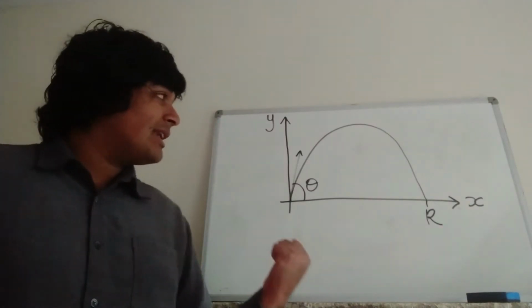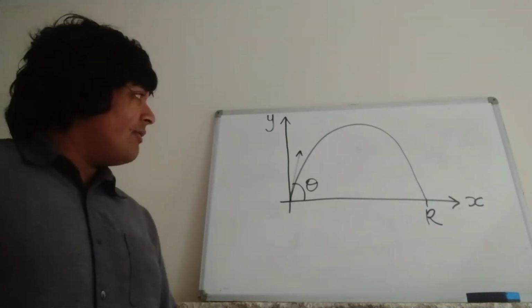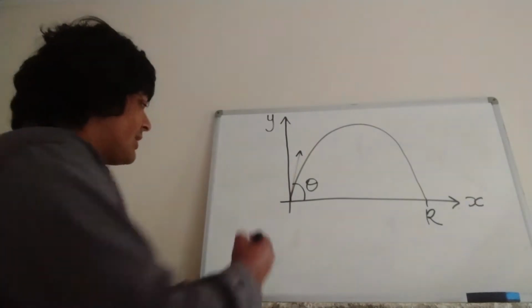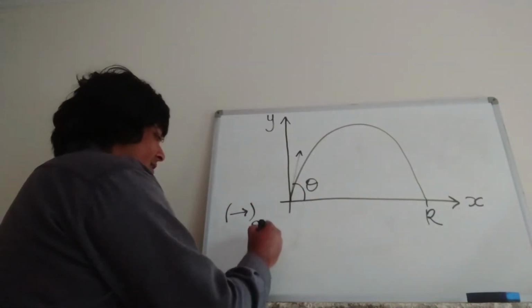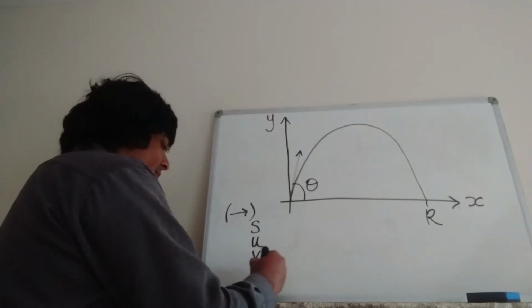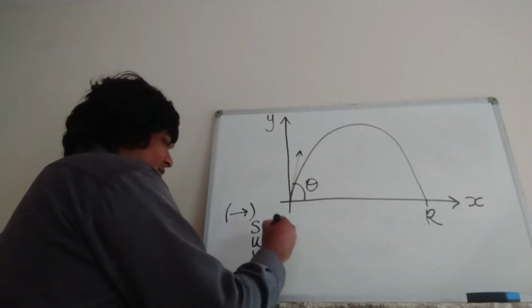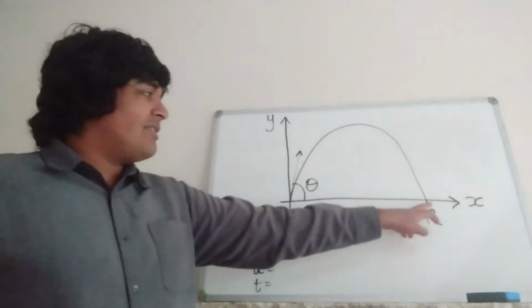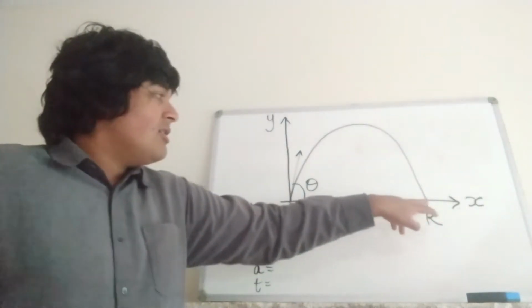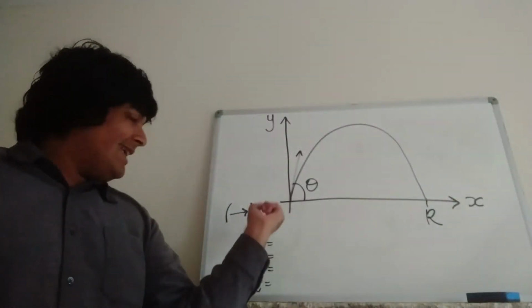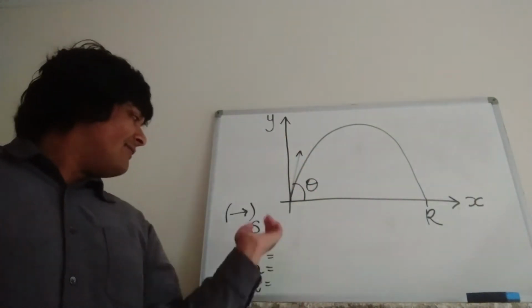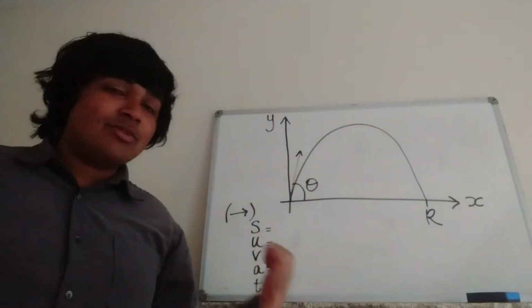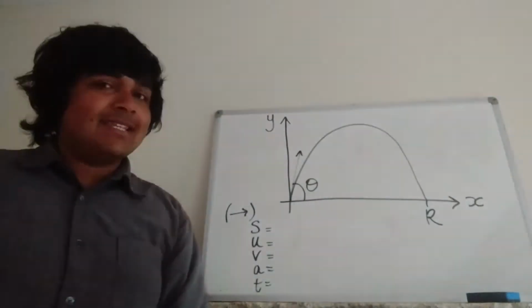Okay, so firstly we're going to resolve horizontally. So we're going to resolve this way. And let's write down what each of the SUVAT are. Let me quickly go over what they are if you've not seen them before. Firstly, we're going to be considering the ball when it gets to this point here. So when the ball is here, S is the displacement, U is the initial velocity, V is the final velocity, A is the acceleration, and T is the time it takes to get here.